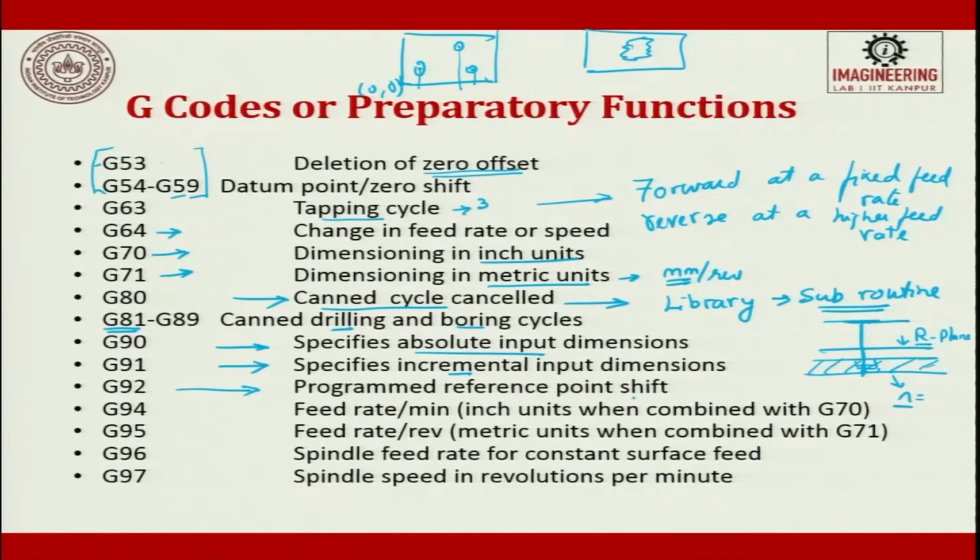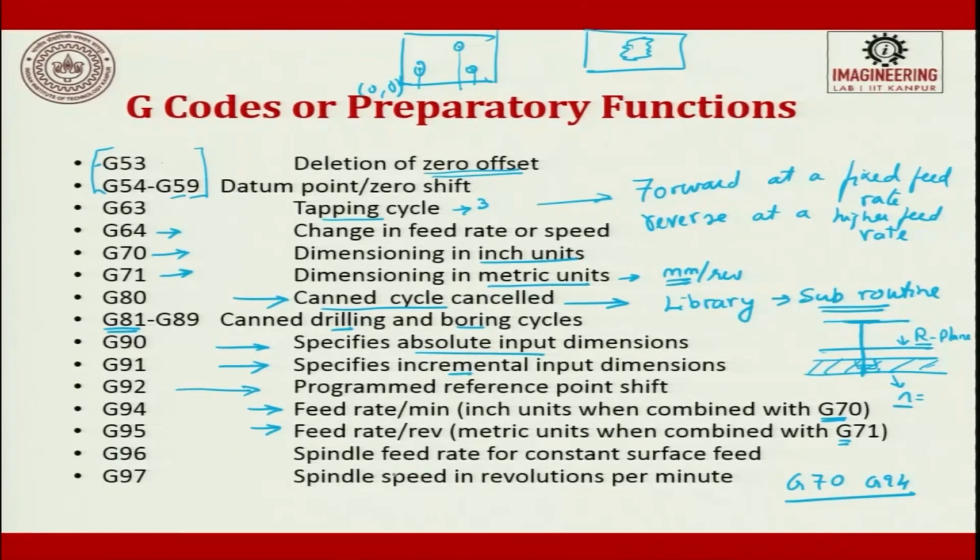So we have the world coordinate system, user coordinate system, workpiece coordinate system, and within a workpiece again a user coordinate system. So that is the programmed reference point shift. Then we have G94 and G95 for feed rate. Feed rate per minute is in inches unit, and feed rate per revolution is in metric unit when combined with G70 and G71. That means you use G70 and then G94, something like that, combined.